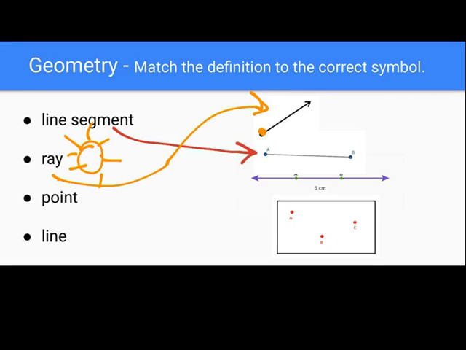Okay, a point. A point is a teeny tiny dot. It is a location. It is an exact spot. So that comes here. Point A, point B, point C. A line starts and never ends. Think about Superman flying around the earth. He just keeps going and going and going. So this is your line.